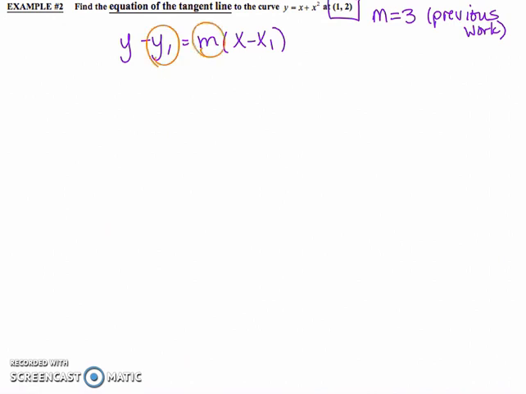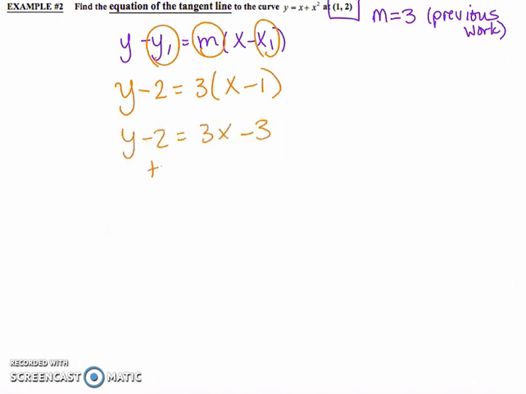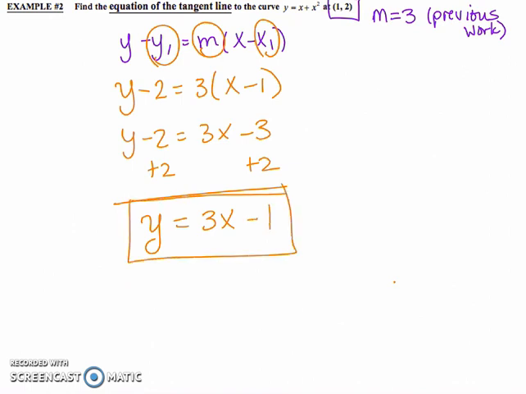Okay, so we're going to be plugging in those three things. So we're going to have y minus 2 equals 3 times x minus 1. Distribute the 3 and add the 2. So the equation of the tangent line to the curve y equals x plus x squared at the point 1, 2 is going to be the equation y equals 3x minus 1. And we are done. All right.